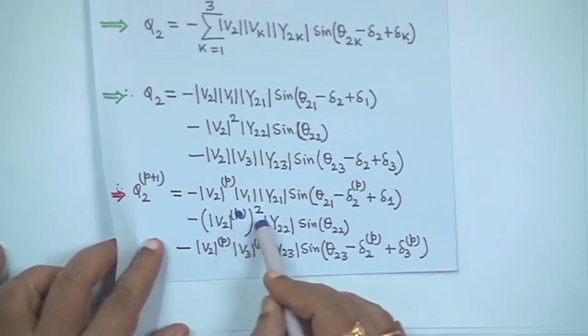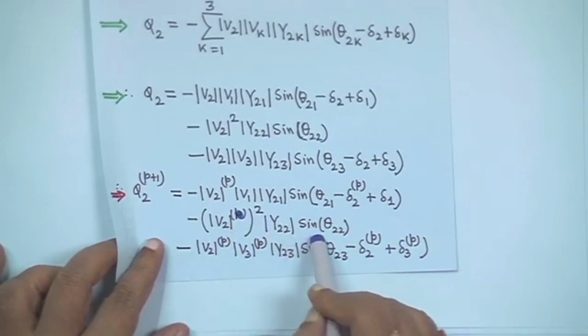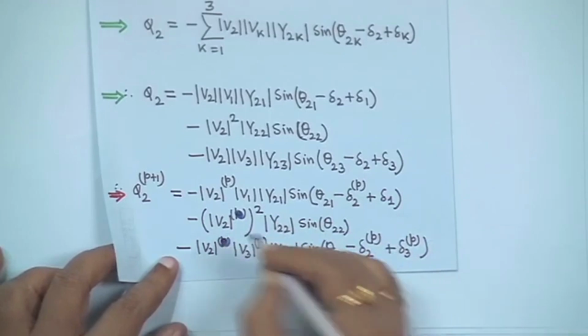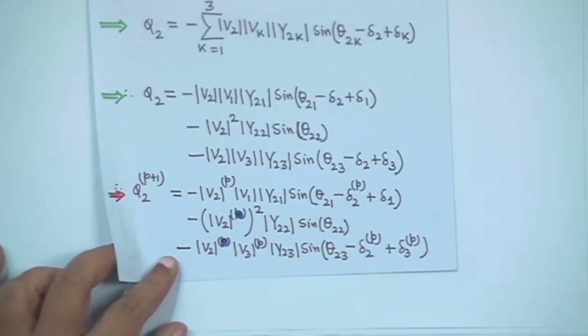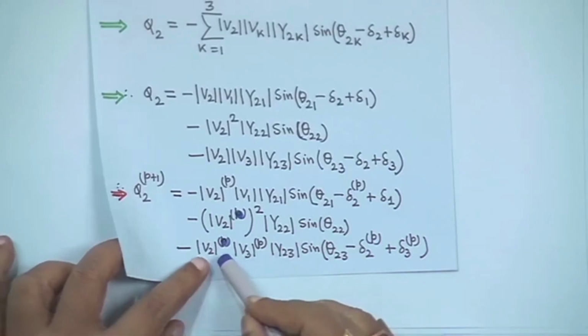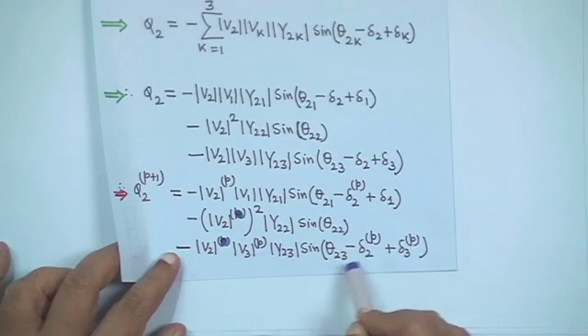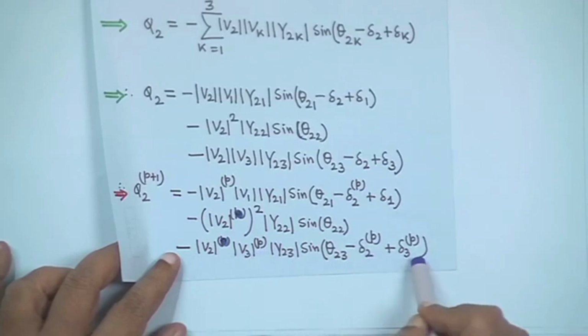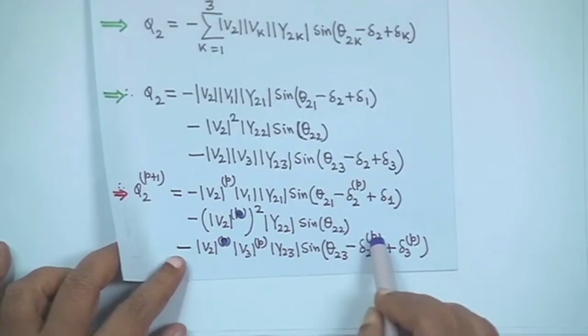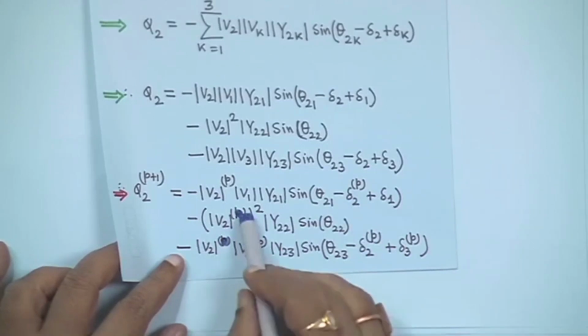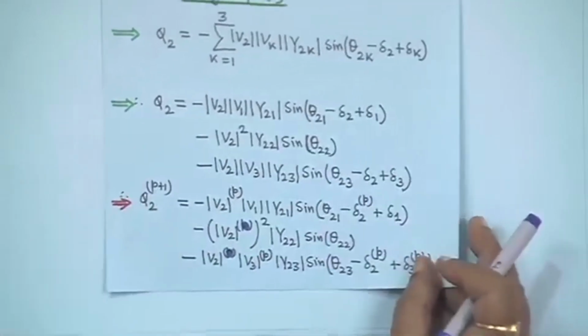So, minus |V2|^2 rather, with no p, then |Y22| sin θ22, minus, again here also the magnitude of V2 will remain constant, no need to put p. Because bus 2 is a PV bus, magnitude V2 is fixed, so no need to put p. Then into |V3^p||Y23| sin(θ23 − δ2^p + δ3^p). For bus 2, that delta 2 p you have to put here and here, because delta is varying, but magnitude V2 is always constant. So, no need to put p.